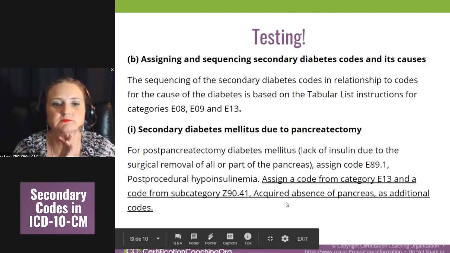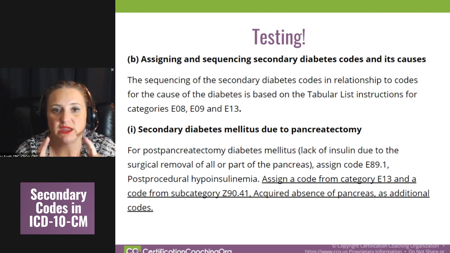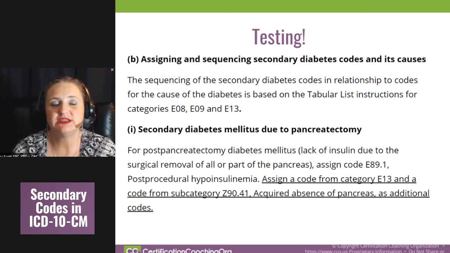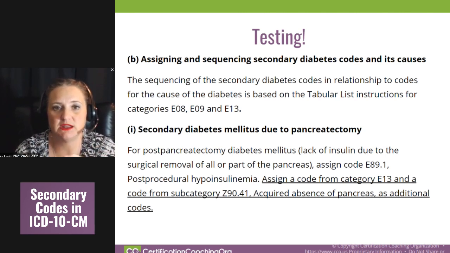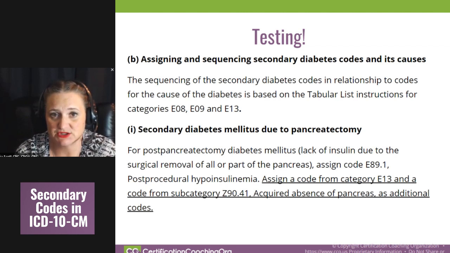For testing purposes, also, when you look at the sequencing for secondary diabetes, make sure that you look at the tabular instructions. It's easy to just remember E08, E09, and E13 are secondary diabetes, caused by something else. But when you find that in the index and they say, okay, this is an E08. Okay, so you decide it's an E08.